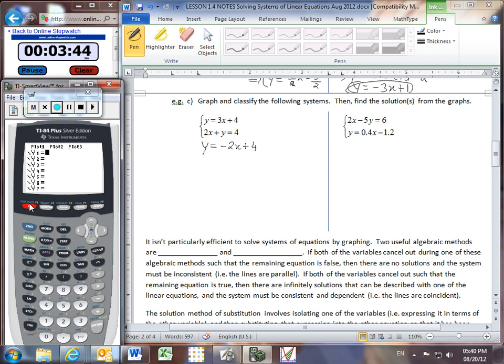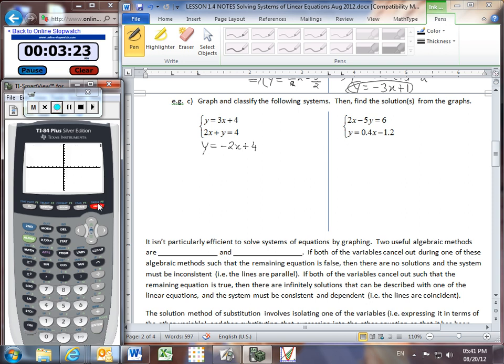Y equals -2x plus 4. And, well, I forgot the first one, didn't I? Y equals 3x plus 4 was the first equation. So I've written these backwards, but it doesn't matter. 3x plus 4. There we go.